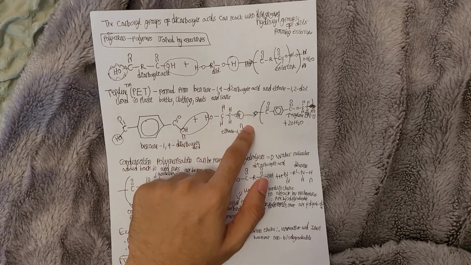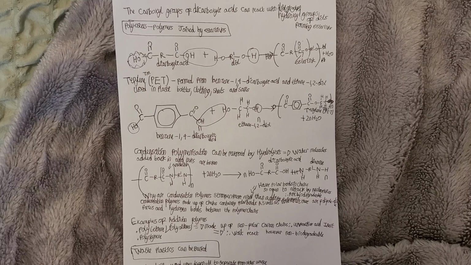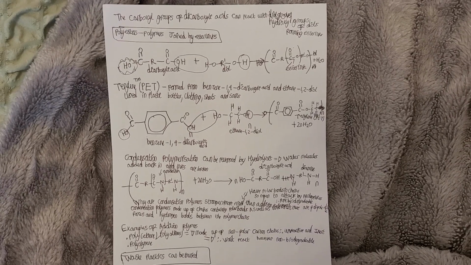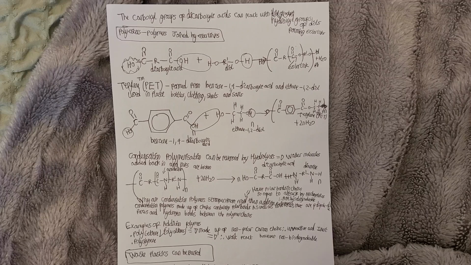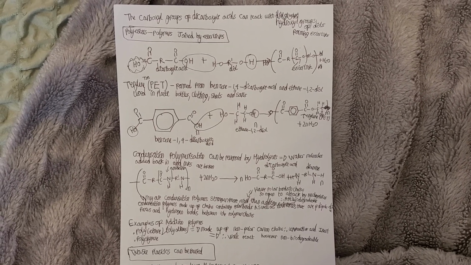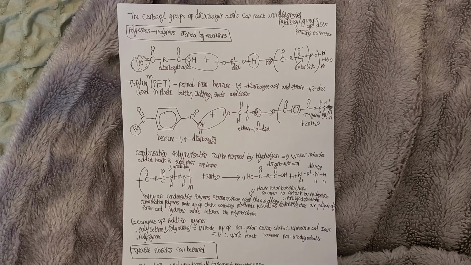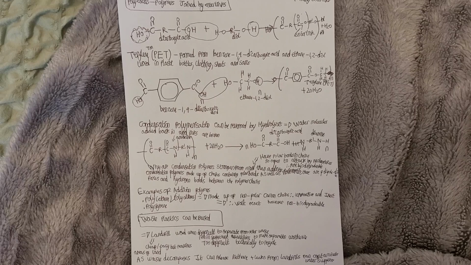this OH from the diol and this H from the benzene-1,4-dicarboxylic acid leaves. So you form C=O, benzene ring, C=O, CH2, because it's an ester link. It's terylene, and you get n plus 2n H2O. Condensation polymerization. What is condensation polymerization?